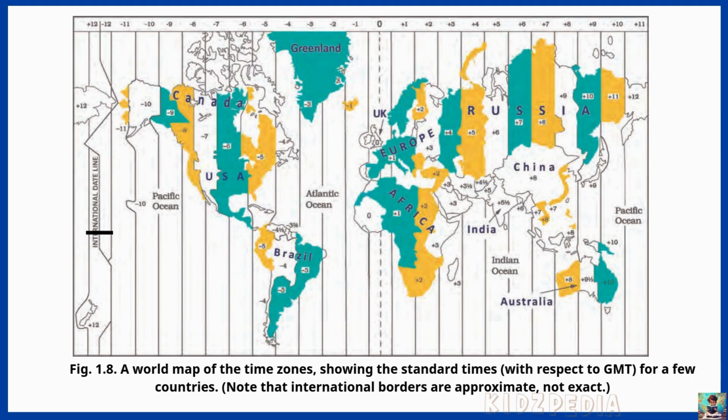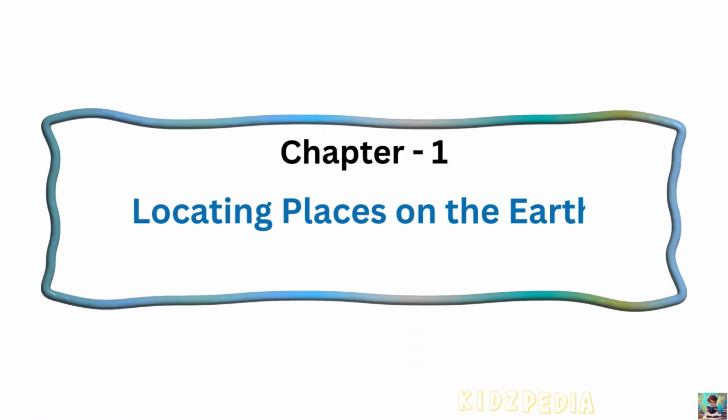If you cross the line going east, you go back 1 day. For example, Monday becomes Sunday. If you cross it going west, you move forward 1 day. Sunday becomes Monday. With this, we have completed the chapter 1, locating places on the Earth.